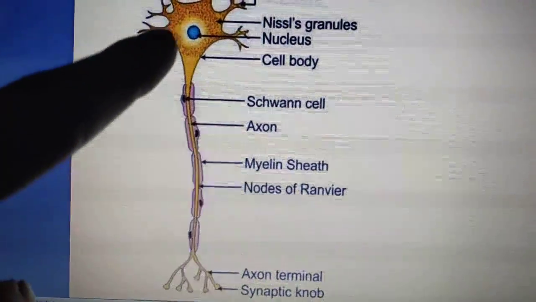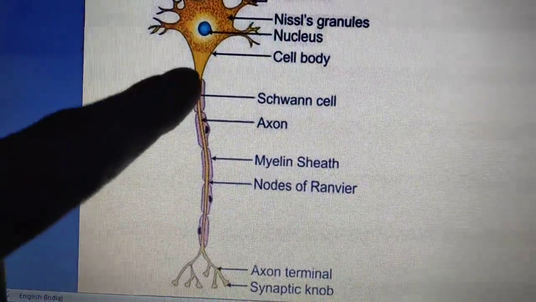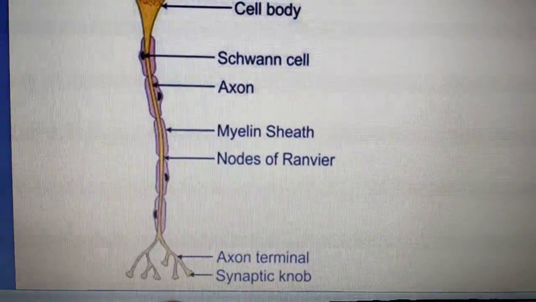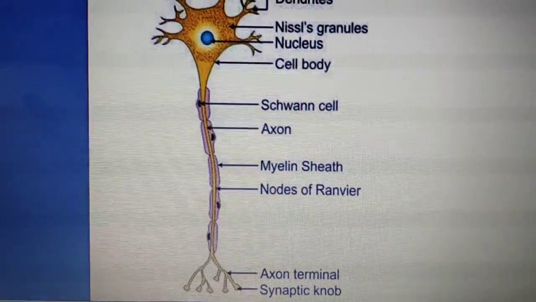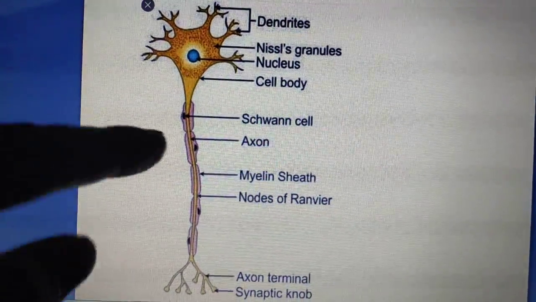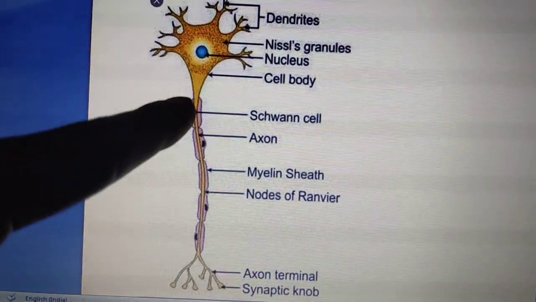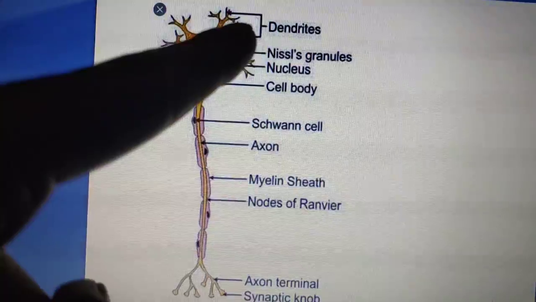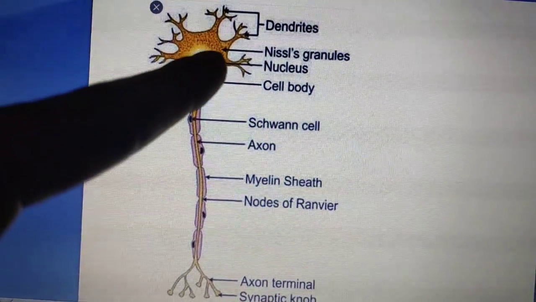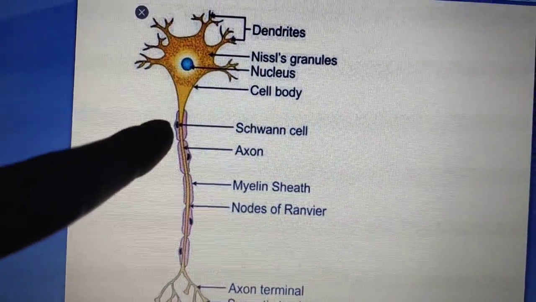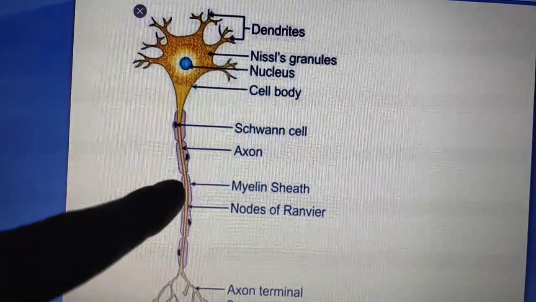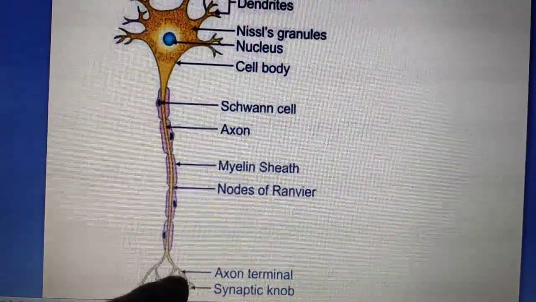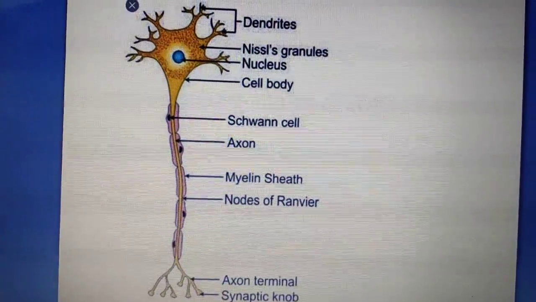Clear, no? So the link, the connection between the two neurons, we call the synaptic junction. I will show you in the next slides, but you should understand the structure first. What are those? The soma or cell body, then the axon. These are the two main parts. Along with that, we can see the dendrites, Nissl granules, nucleus, Schwann cells, and the myelin sheath, then the node of Ranvier, axon terminal, and the synaptic knob. Understood?